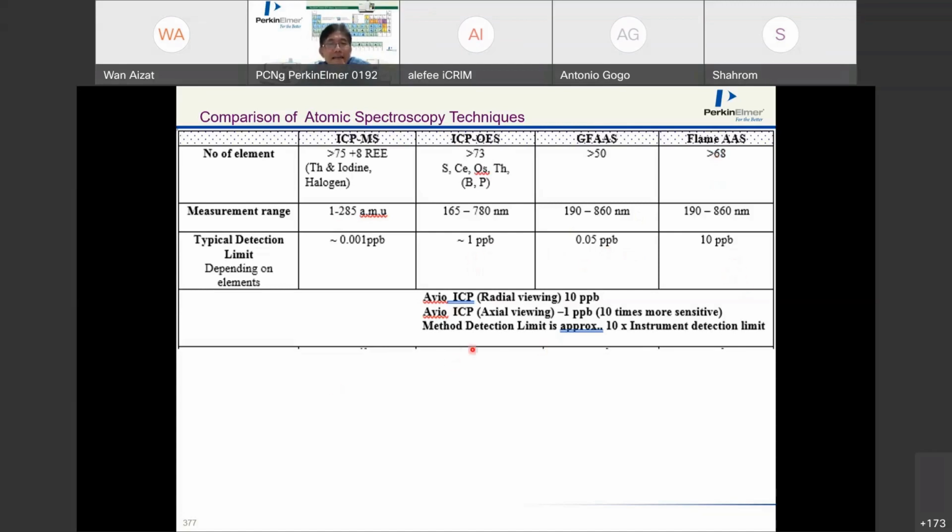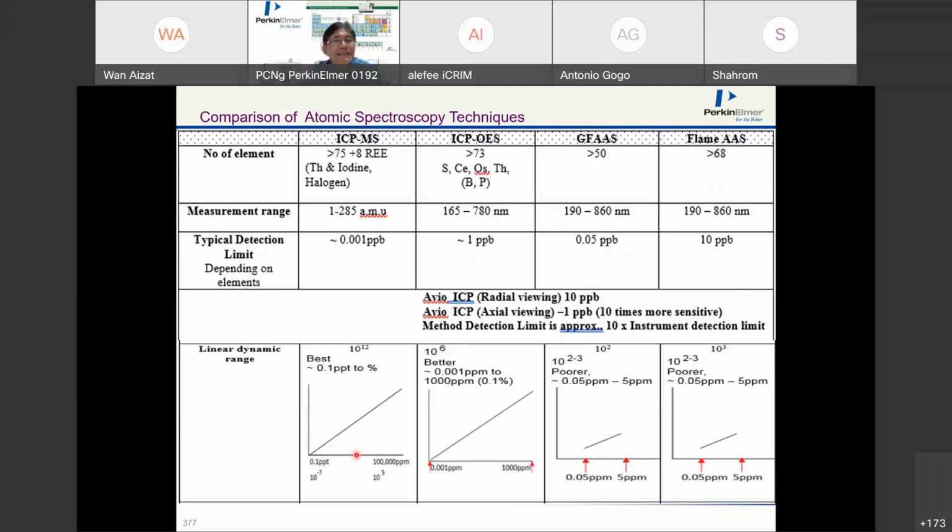This is the instrument calibration. Linear dynamic range, you can go from low to very high. Like ICP-MS, it is 12 orders of magnitude. It can be ppt level until high ppm level. Yeah, it can go up to it. ICP about 6 to 7 orders, ppb to high ppm level. Then graphite furnace about 2 orders of magnitude, very short range.